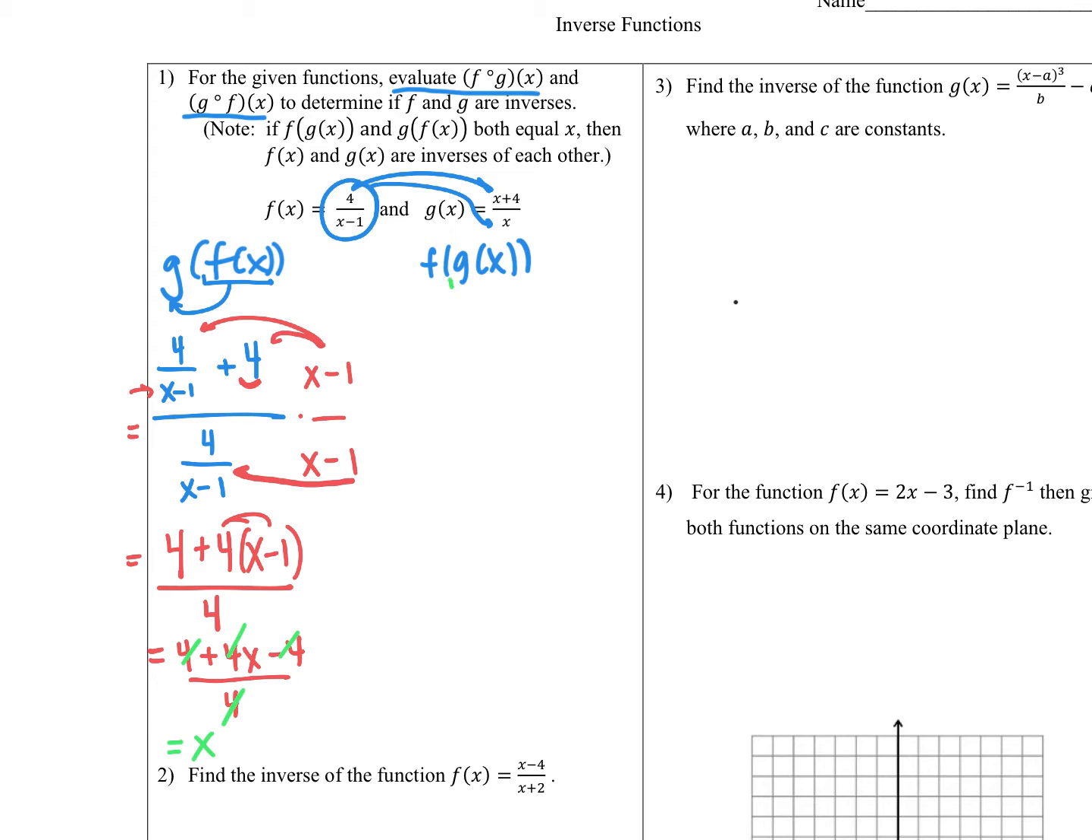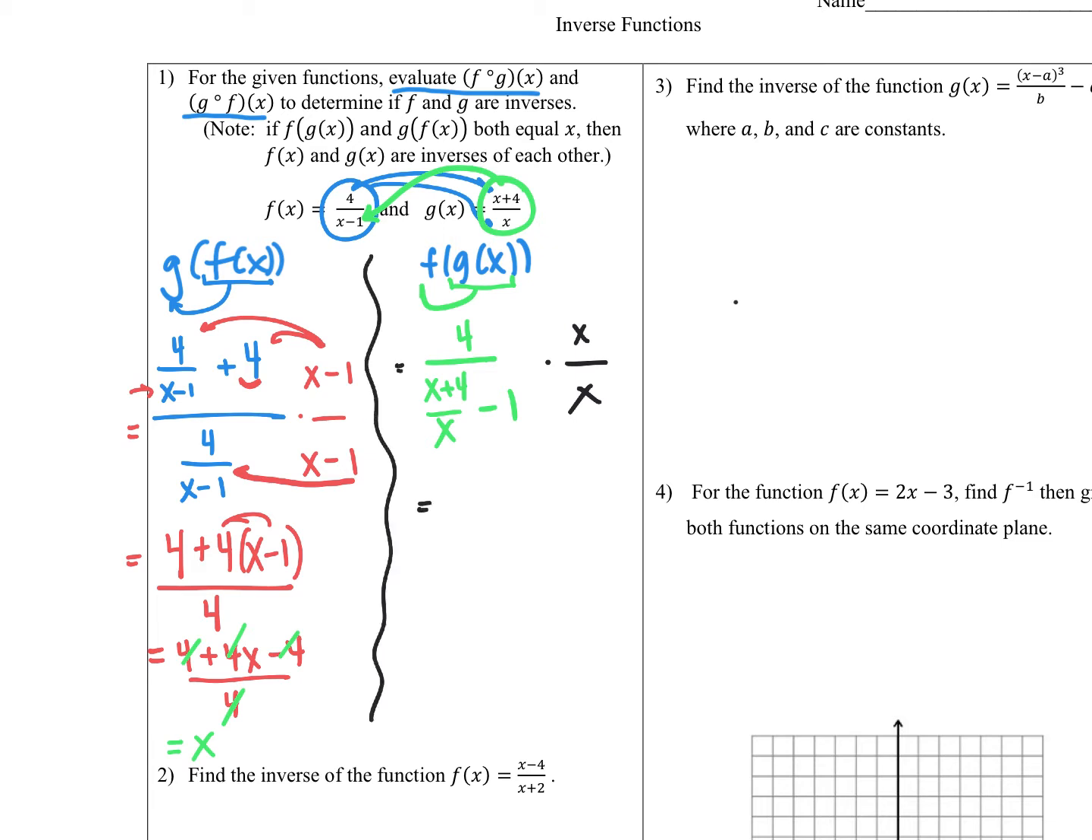So now we're going to plug g into f. So g into the f function. So this will be 4 over x plus 4 over x minus 1. Again, we can clear those fractions like we've been kind of seeing, multiplying by x on the top and x on the bottom. So x on the top will be equal to 4x, because there's no fractions going on up there.